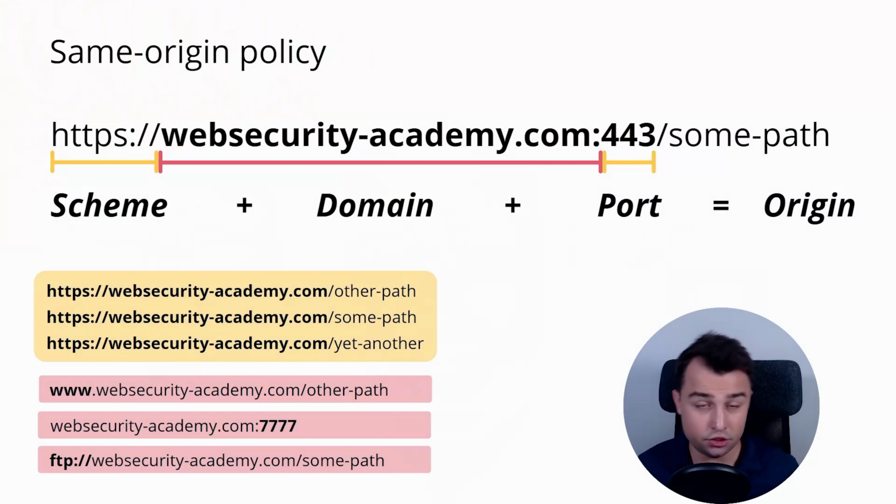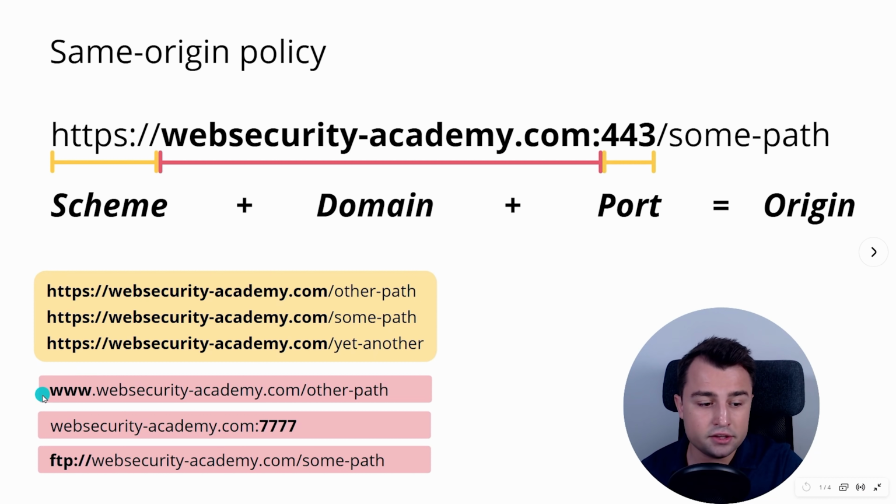Let's get started. In order to understand same origin policy, let's first understand the concept of origin. When you take the triple of scheme, domain, port, this is what constitutes an origin. In the first three examples, we have HTTPS, the domain Web Security Academy, and here the port is implicit, because when you use HTTPS, the default port is 443, and the default port for HTTP is port 80. So when you have the same scheme, the same domain, and the same port, regardless of the path, it is considered to be the same origin.